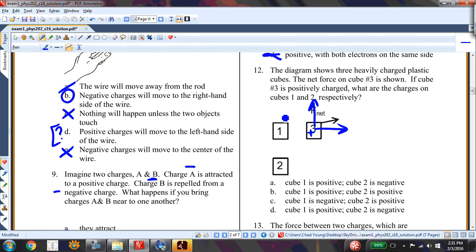Actually, hold on, let me see. That's not right. Let me redraw that. In order to get this, I'm going to have forces that are in this direction and in this direction. I apologize. And if this is a positive charge, that means that it's going to be repelled from this charge, so this has to be positive, and repelled from this charge, so this one also has to be positive. So both of them are positive. That is B.